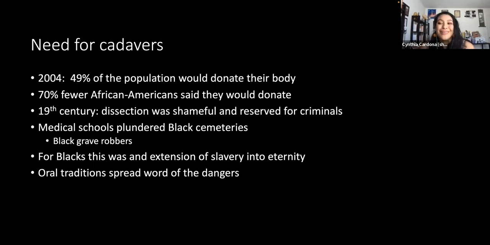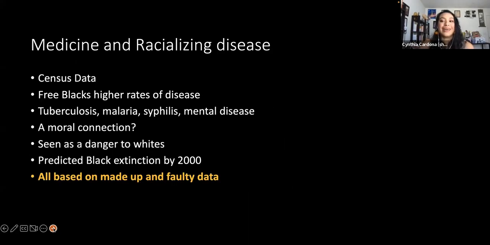So medical schools have a long history of doing really illegal things, especially in Black communities, right? And so that is part of the reason why, especially within the Black population, there are fewer people wanting to donate organs or donate their body to science, right? And there were all these racist ideas at the time that people thought were scientific, right? So for example, in the 1800s, a lot of academics, a lot of white experts believed that Black people would go extinct by the year 2000. They thought that they had the data to prove that.